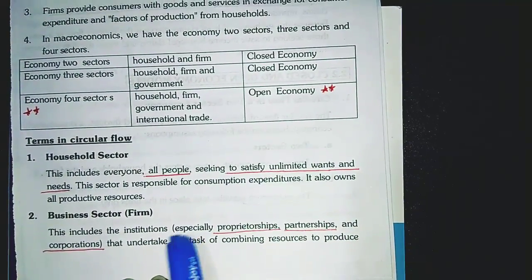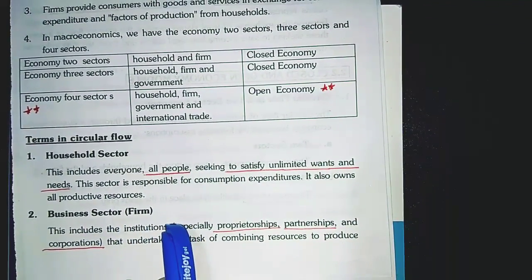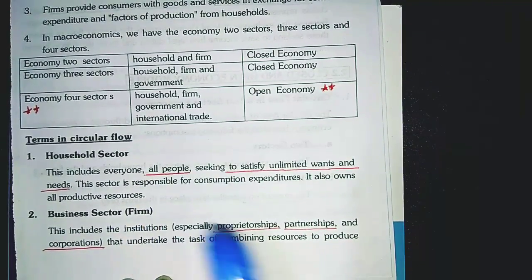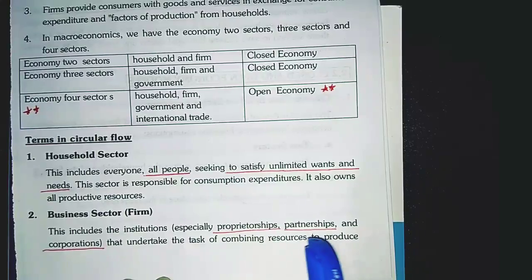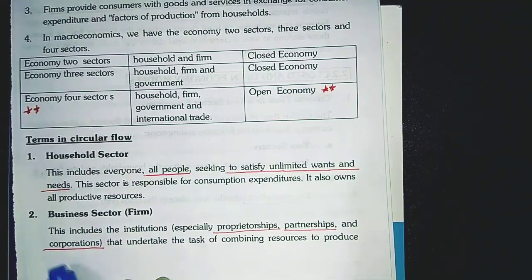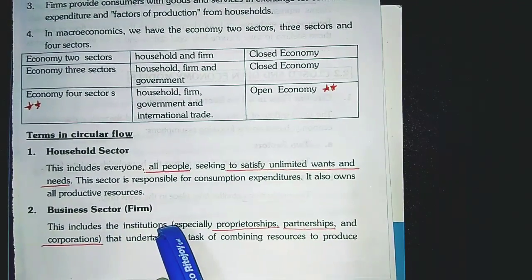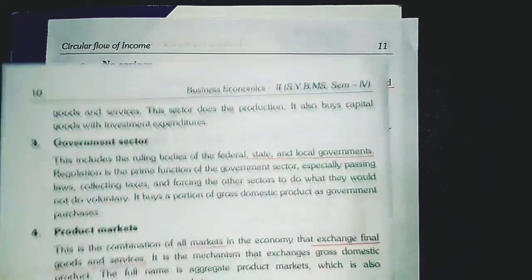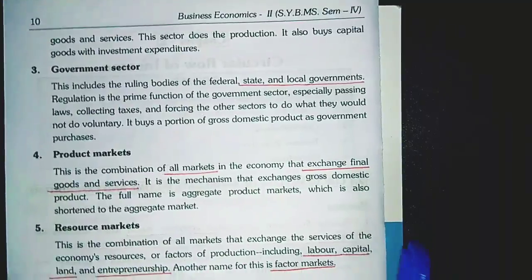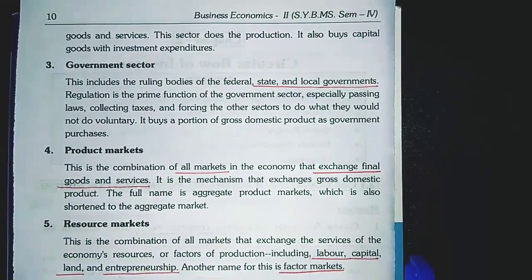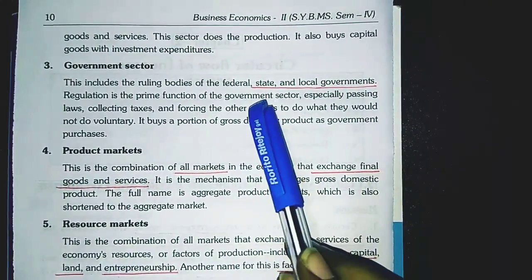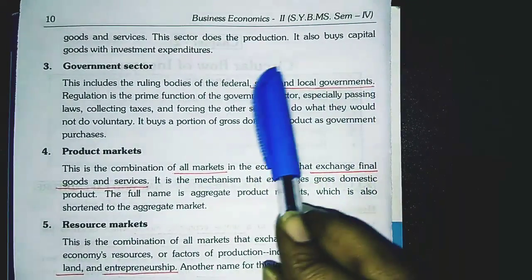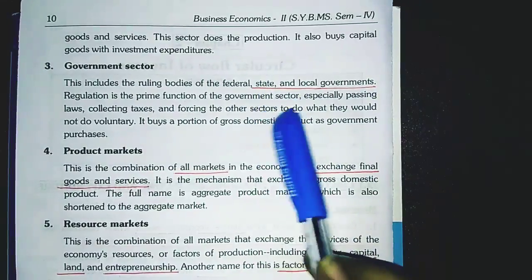Next one is the business sector. What is included in this business sector or in this firm? All the proprietors, partnership firms and corporations, that will be your business sector. Now the next one is the government sector. What will be included in the government sector? All state, local or national level of government, that will be the government sector.